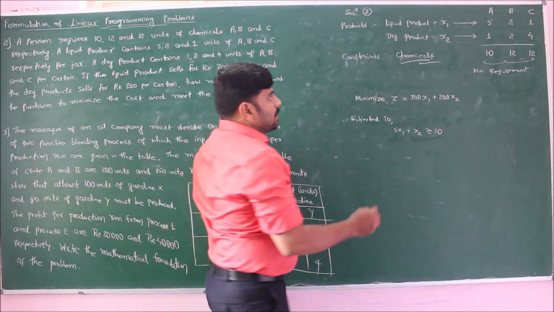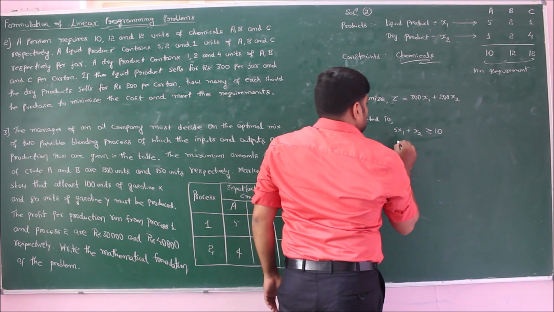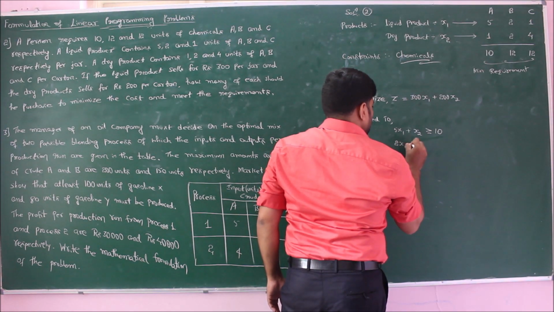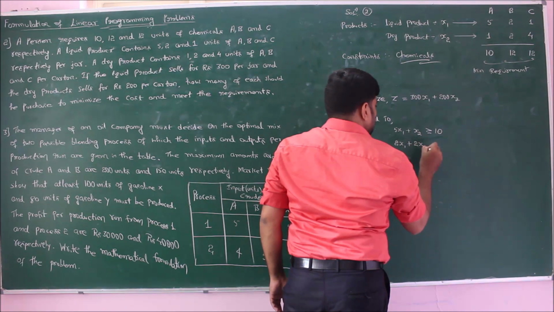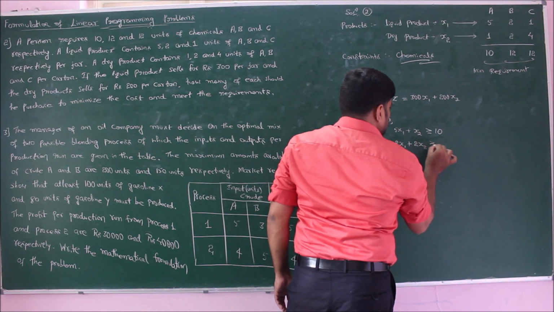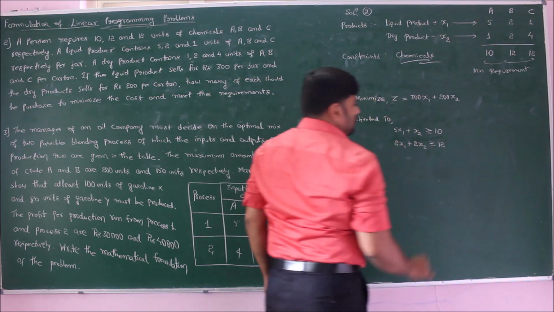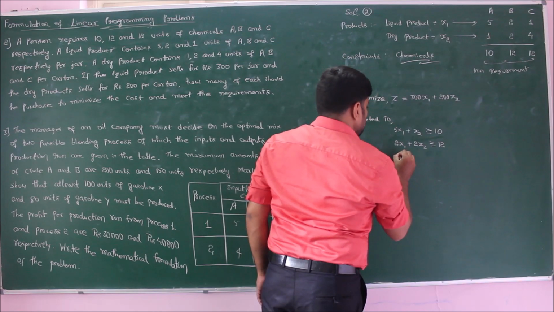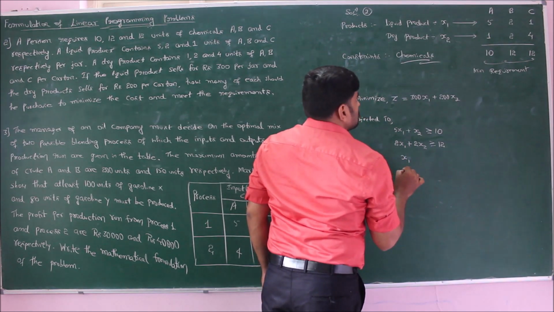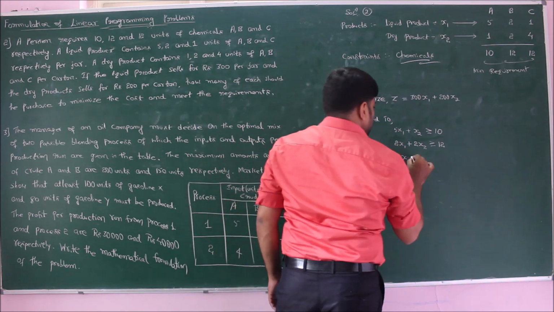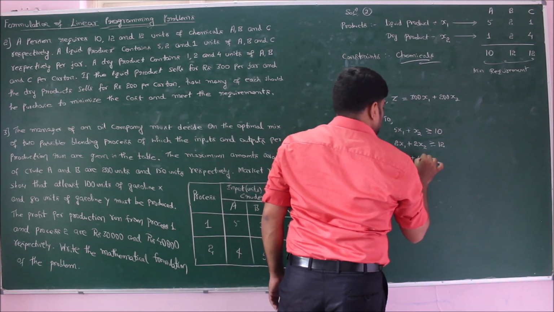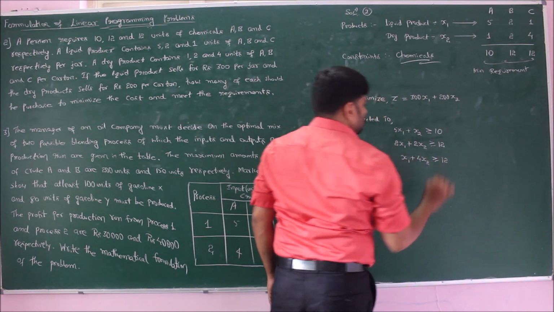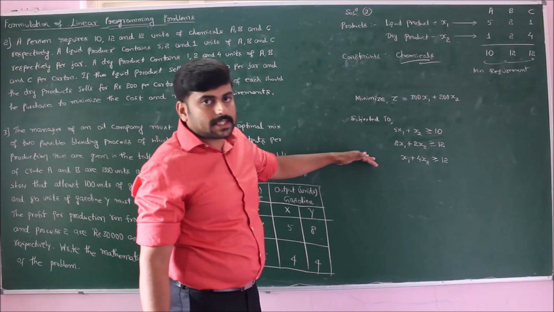Similarly, if I write for chemical B, you will get 2 units of chemical B from product X1 and 2 units of chemical B from product X2, and this should give him greater than or equal to 12 units because this is a minimum requirement. Next, coming for chemical C, product X1 contains 1 unit of chemical C and product X2 contains 4 units of chemical C. Minimum requirement for him is 12. So this completes the constraints.